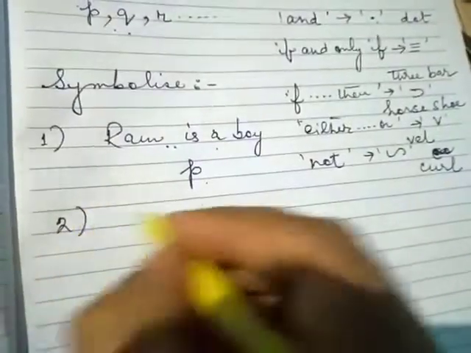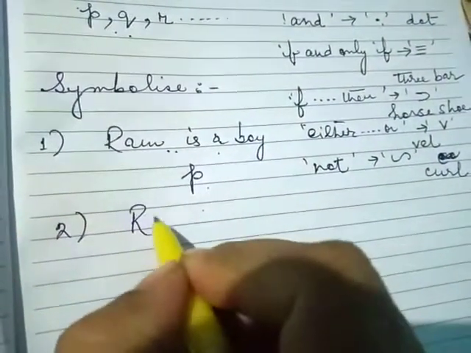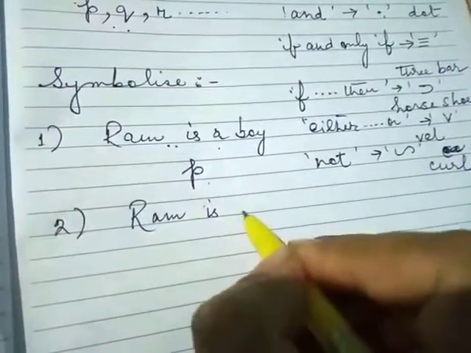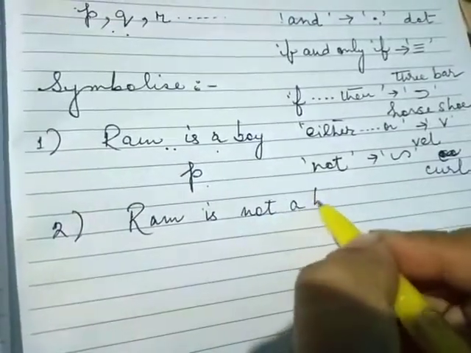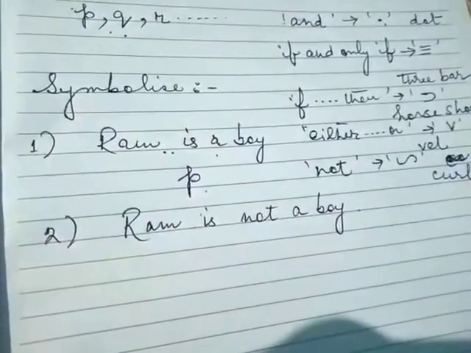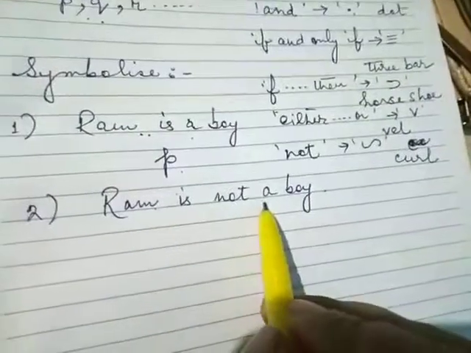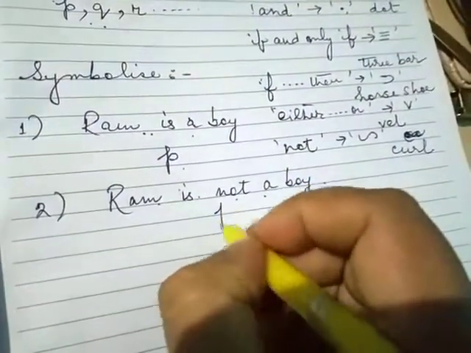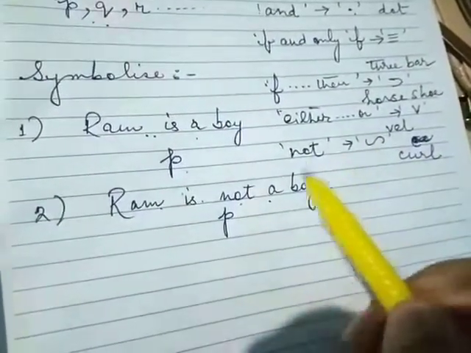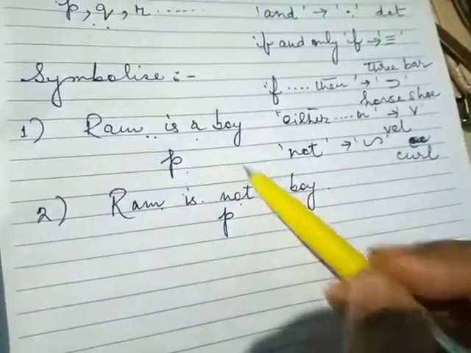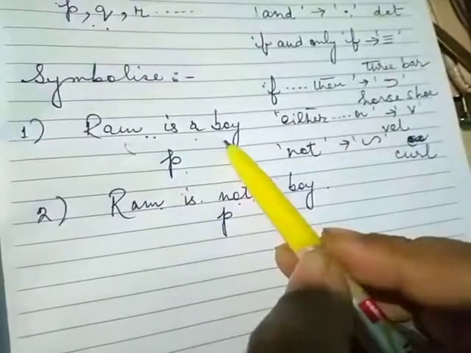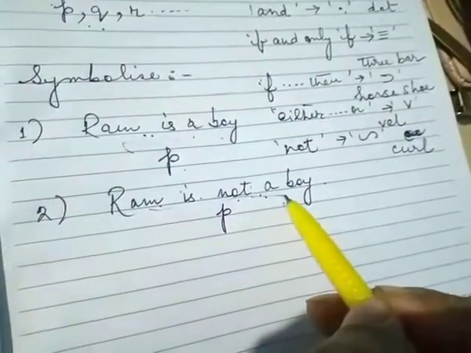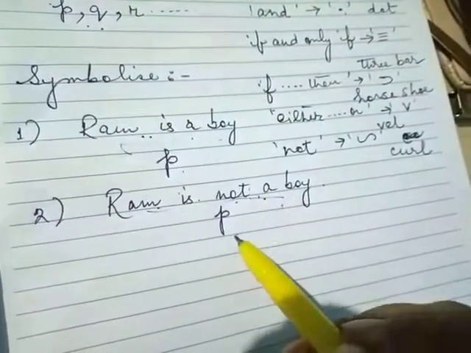Coming on to the second one, suppose I write Ram is not a boy. This is also one sentence, this is also one proposition. So for one proposition we will symbolize as P. But see, there lies a difference between the two. This is a positive sentence, this is a negative one. So we have to symbolize the negativity also.